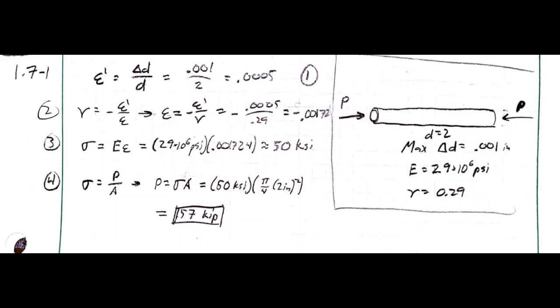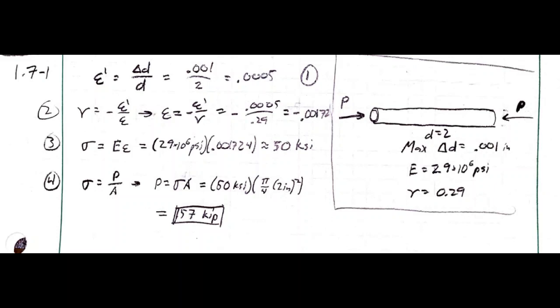So line 1, epsilon prime, is the change in diameter over the initial diameter, just like epsilon was the change in length over the initial length. And plugging in our values, we get that epsilon prime has to be at maximum 0.0005. In line 2, we use the definition of Poisson's ratio, which is nu, or the V symbol, is negative epsilon prime over epsilon. We know epsilon prime and we know Poisson's ratio, which means we want to solve for epsilon. And by doing that, plugging in the numbers, we get that epsilon is minus 0.00172.